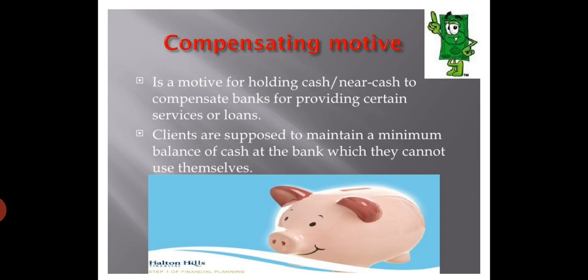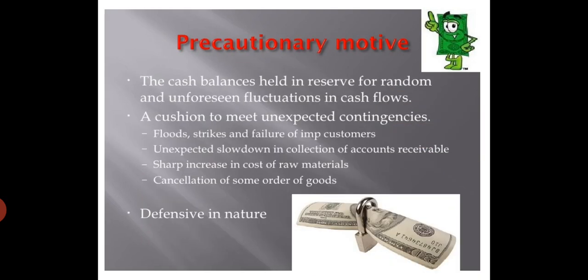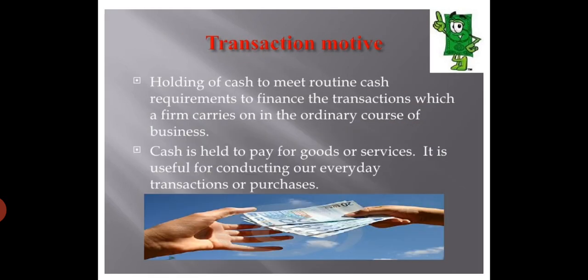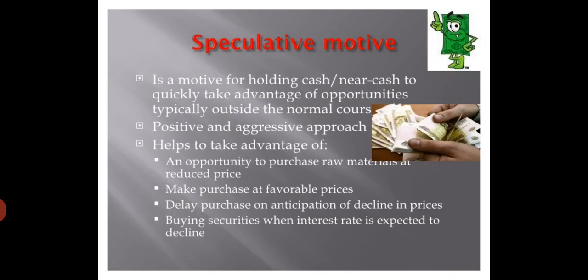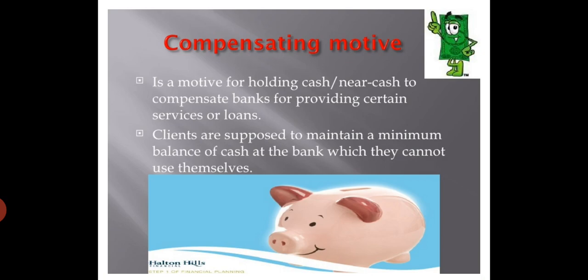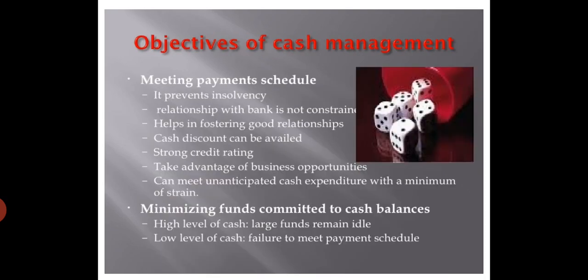So every time the business organization maintains some amount of cash for compensating some expenses, that is a compensating motive. There are four motives. What are the four motives? Number one, transaction motive; number two, precautionary motive; number three, speculation motive; and number four, compensating motive. Then what are the objectives of cash management?